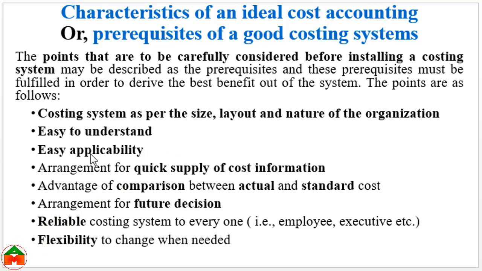The costing system should be easy to understand and easy to apply. That means whenever you are implementing it, it should be easy. The cost accounting system should have an arrangement for quick supply of cost information. An ideal costing system should have the advantage of comparison between the actual cost and the standard cost, and there should be an arrangement for future decision making. An ideal costing system should be reliable to everyone, for the employees and for the executives. There should be flexibility to change when needed, because sometimes you need to change your costing system whenever there is a change in your production or in the process of performing the service. So these are some characteristics of an ideal cost accounting system.